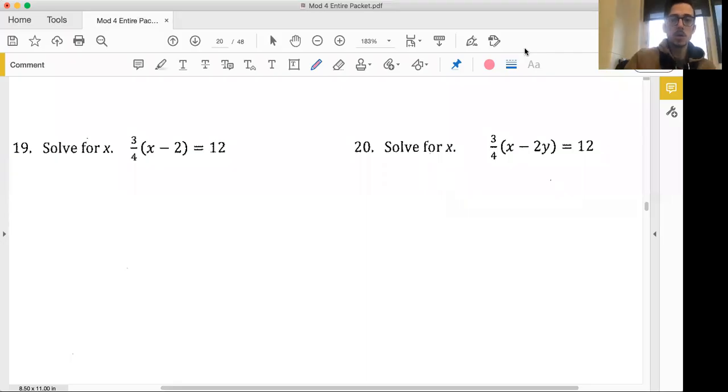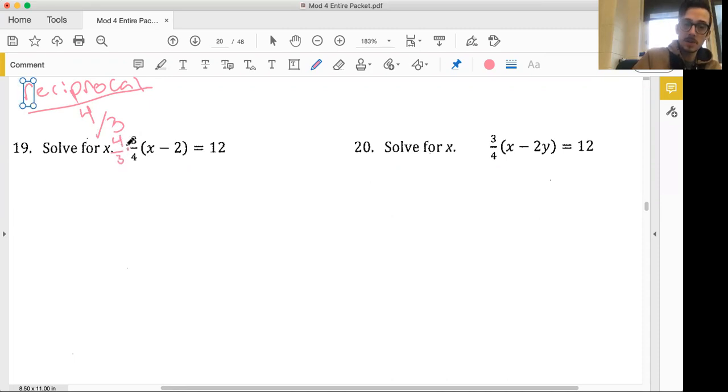We got a little reciprocal action here. Recall that the reciprocal is this fraction but flipped. So in this case, our reciprocal is going to have 4 up top, 3 in the bottom. We can be real savvy and multiply both sides by this fraction, this 4/3. The 4's cancel, the 3 cancels. This leaves us with x minus 2 equals 12.